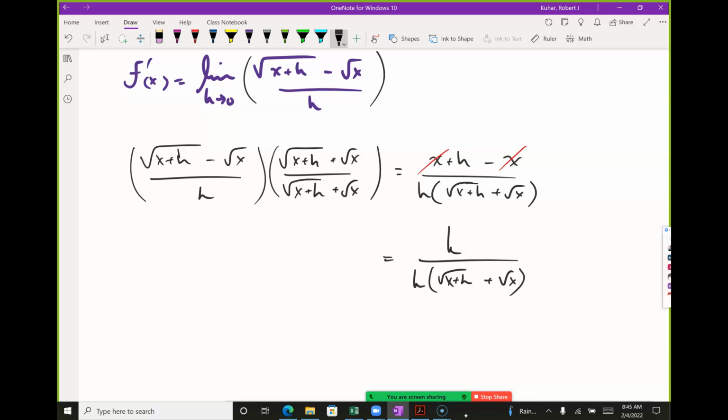So I can see my x's will cancel, and then my h's will cancel, and I finally got my replacement function. Notice that here I can't plug in h as 0, right, because I get 0 over 0, right? But once I cancel those h's, I can, and this is my replacement function, the one that I can take the limit of.